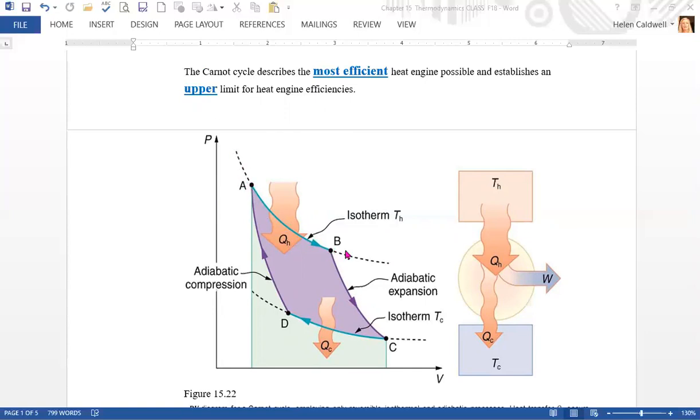The top line, A to B, takes place at a constant high temperature. It's an isotherm. The bottom line, D to C, takes place at a constant colder temperature. So that's a different isotherm, T sub C. The little graph on the right is supposed to show you your heat source. The circle is the heat engine, and the blue box is the heat sink. So energy goes in, work comes out, waste energy goes to the heat sink.